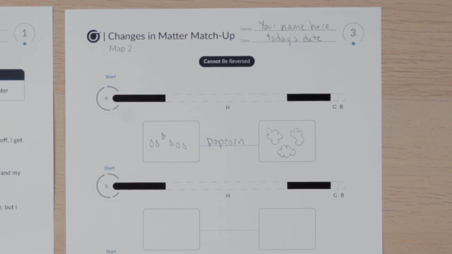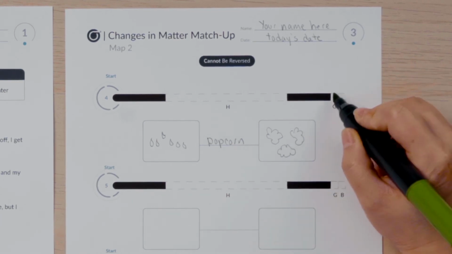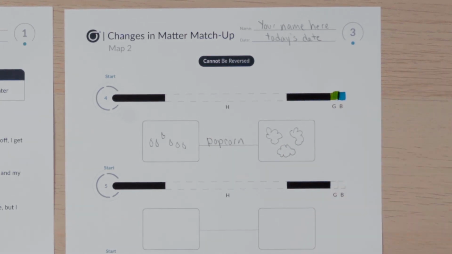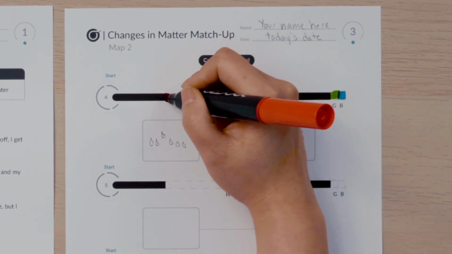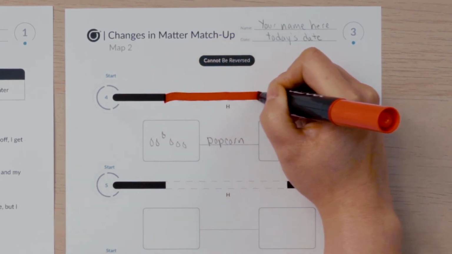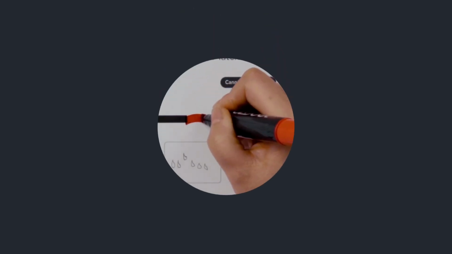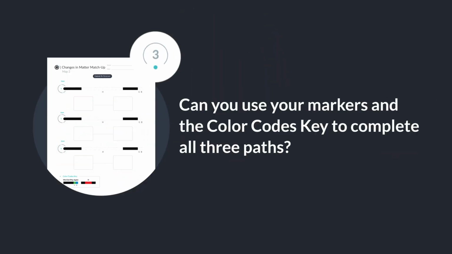I am going to complete the missing color code on the right side of my path first. The first box will be green and the second will be blue. Now I am going to color the rectangle labeled H red. I will use my markers to complete the other two pathways the same way. Can you use your markers and the color code's key to complete all three paths?